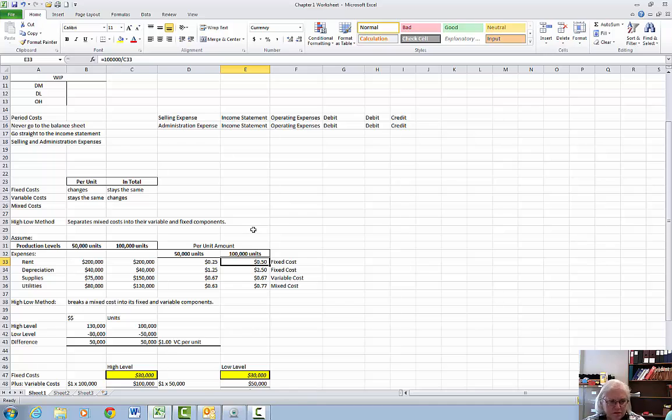that gives the cost per unit. I take the 200 and divide by 100. So 200 divided by 100,000 is $2.